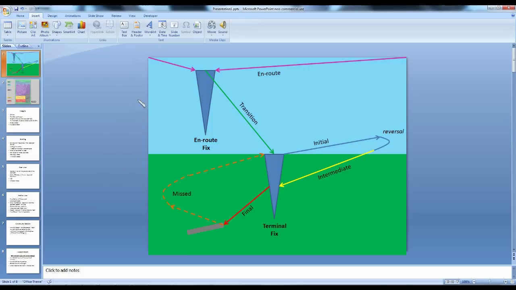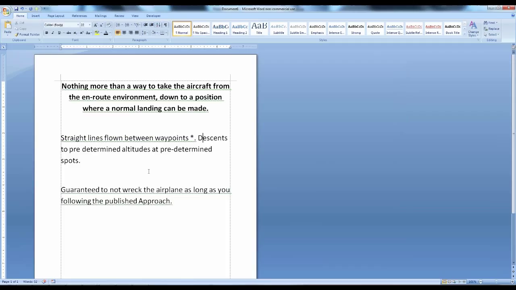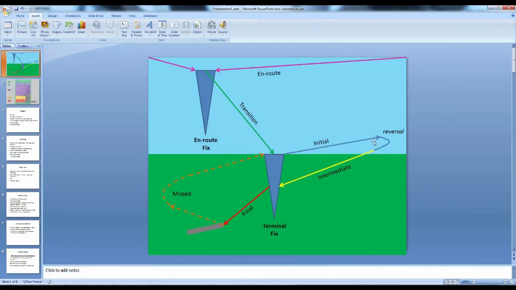Alrighty, so we need to talk about approaches themselves. We've broken up the chart, now let's break up the approach. And remember, an approach is nothing more than straight lines flown between waypoints, and you could have to do a special maneuver at some points. And it's predetermined, or descents at predetermined points to predetermined altitudes.